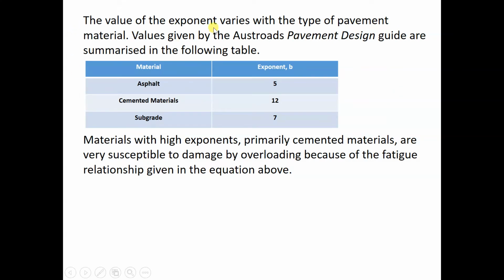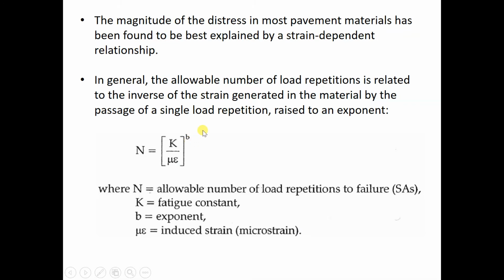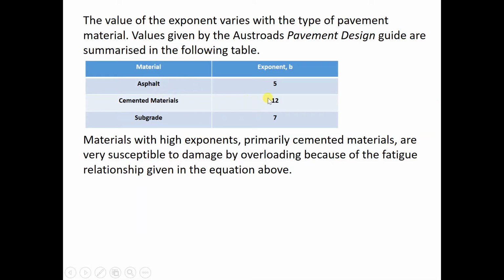The value of the exponent varies with the type of pavement material. Values given by the Asphalt pavement design are summarized as follows. Asphalt is 5. Yeah, I think just now I mentioned 7, so actually it's reversed. Subgrade is 7, asphalt is 5, and cemented material is 12. So this exponent here, the B, for these various types of material: asphalt is 5, cemented material is 12, subgrade is 7.